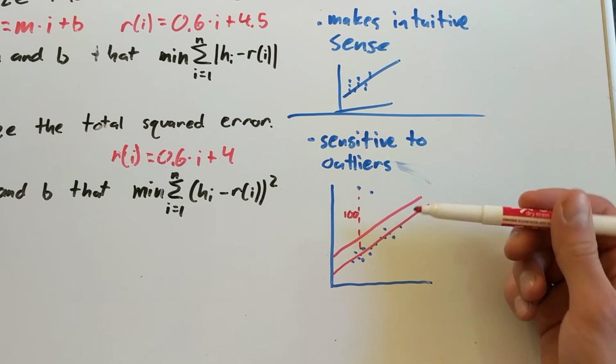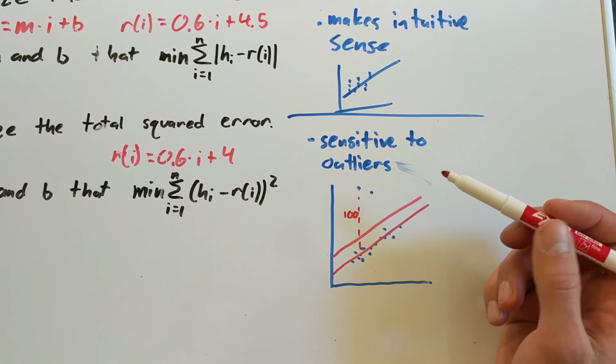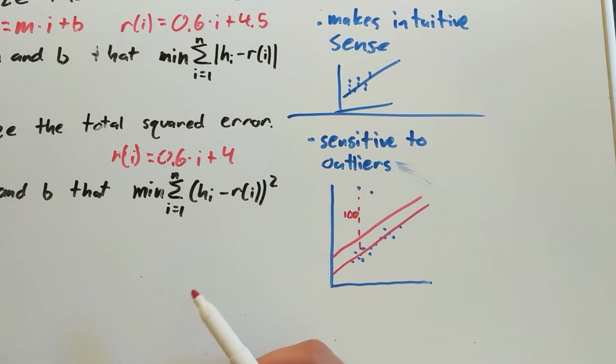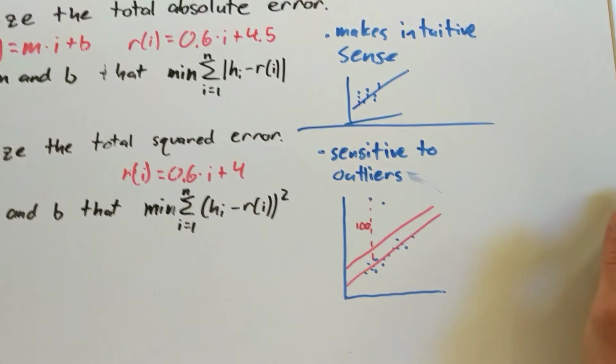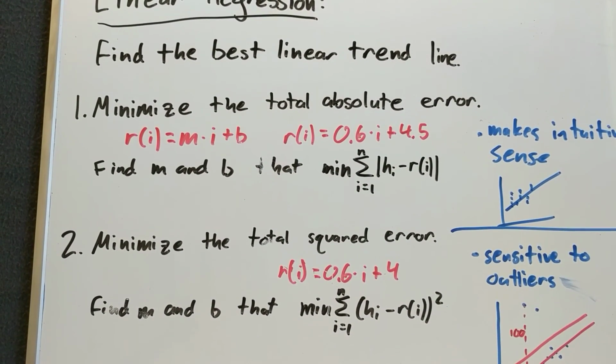It's sensitive to outliers. It's pulled up or pulled down due to the outliers. So you just need to be aware of that when you're using total squared error. One is not necessarily better than the other, but they are different. So keep these differences in mind. Thanks.